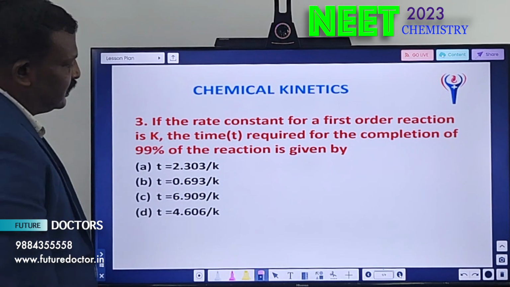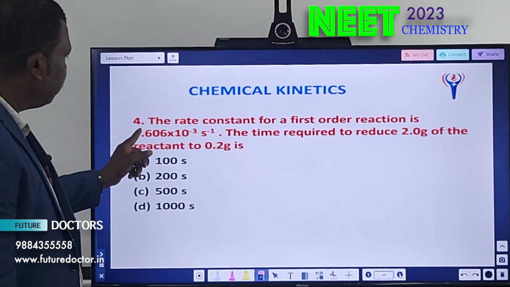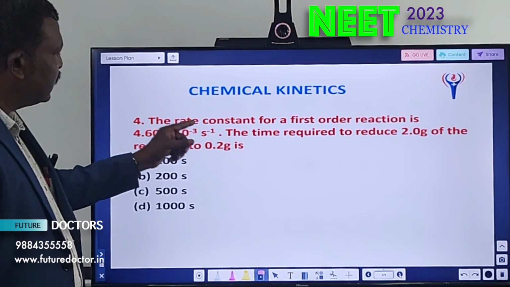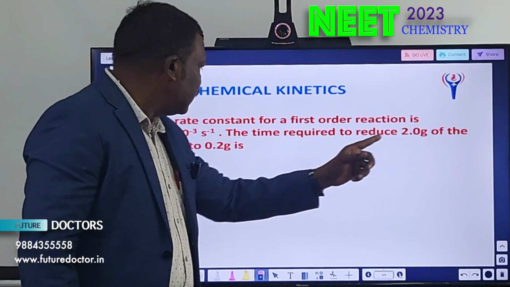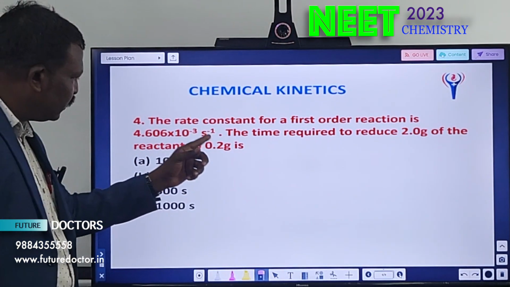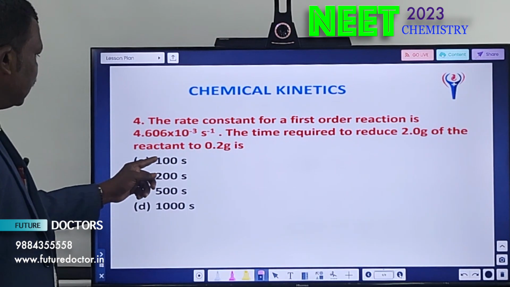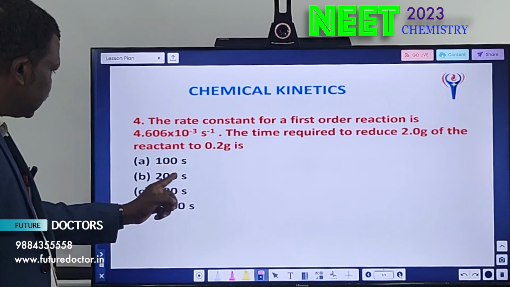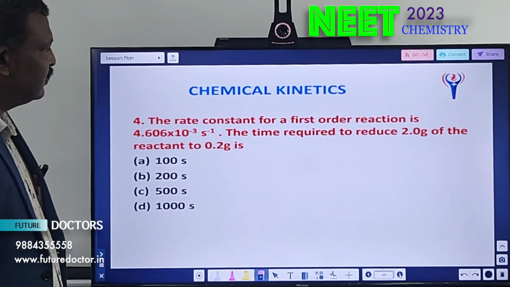Okay, right. Next one, fourth one. The rate constant for a first order reaction is 4.606 into 10 power minus 3 per second. The time required to reduce 2.0 gram of this reactant to 0.2 gram is dash. Option A, 100 seconds. Option B, 200 seconds. Option C, 500 seconds. Option D, 1000 seconds.